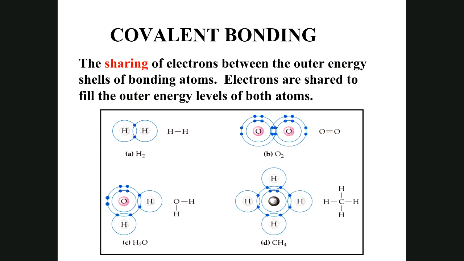Now talking about bonding, covalent bonding, the sharing of electrons between the outer energy shells of bonding atoms. Those are the electrons in the valence shell. Those are the only ones that are involved in the bond. Electrons are shared. That means that the bond can be formed, but when the bond's broken, everybody gets their electrons back. So electrons are shared to fill the outer energy levels of both atoms. That's what I was telling you earlier.